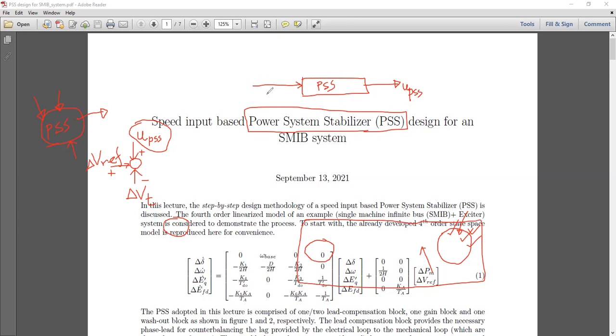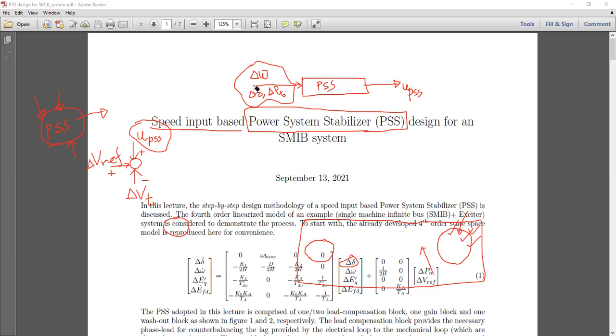At the input side, it depends on the choice of the designer again. So there are many choices available in the literature. One of the choices is the speed input. That means for the linearized model, it would be delta omega. Another choice could be del delta, that is one of the state variables there, of course. And another choice could be del PT, or change in power flow, the change in the generator real power output. So in short, any of these three could be used.